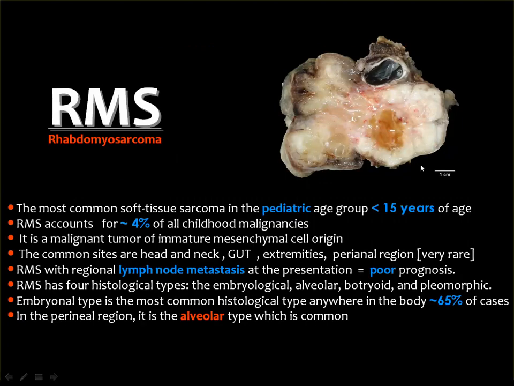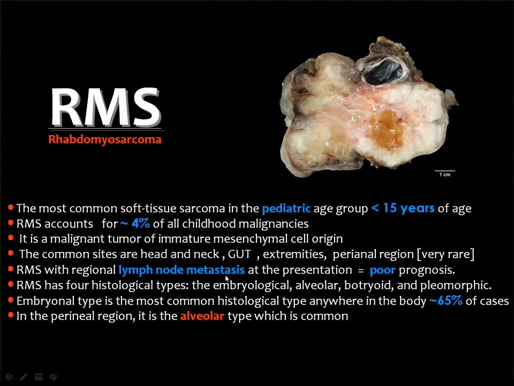Then we came to the rhabdomyosarcoma, which is a tumor of the pediatric age group. Rhabdomyosarcoma in general represents about 4% of childhood malignancies, and rhabdomyosarcoma in the perianal area is considered very rare.